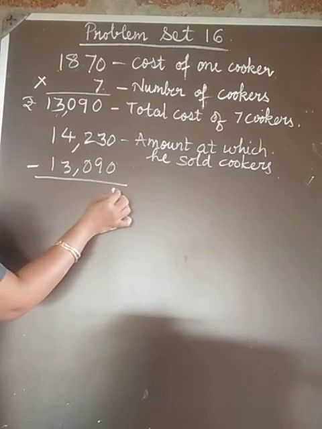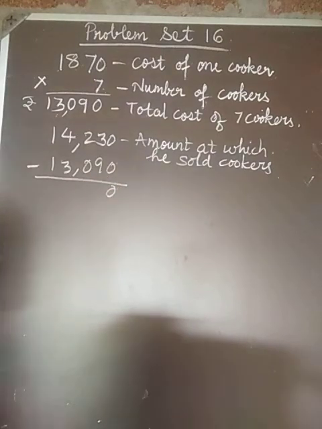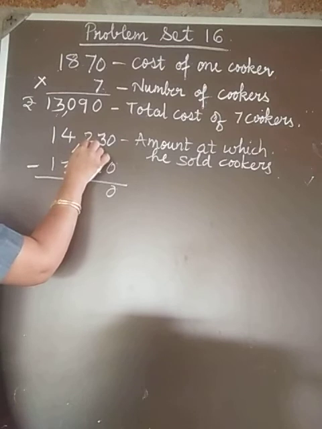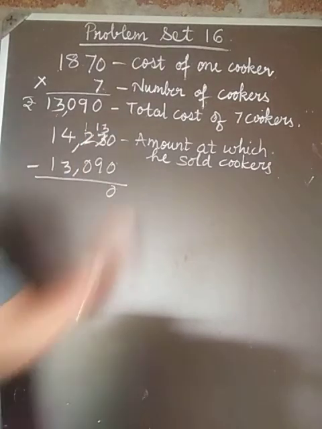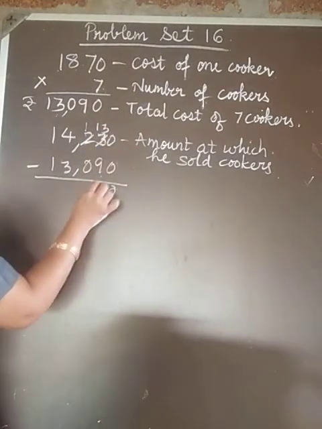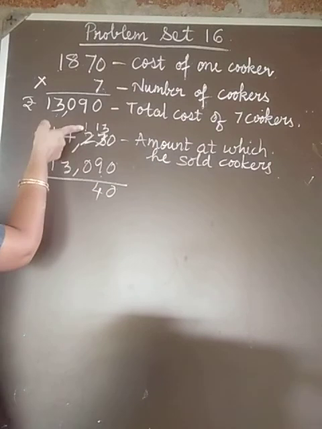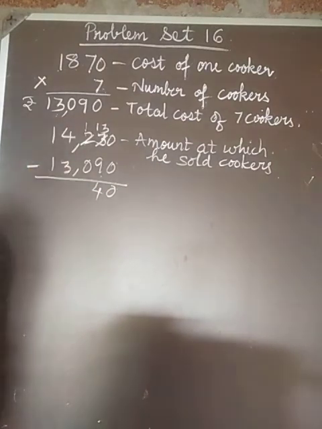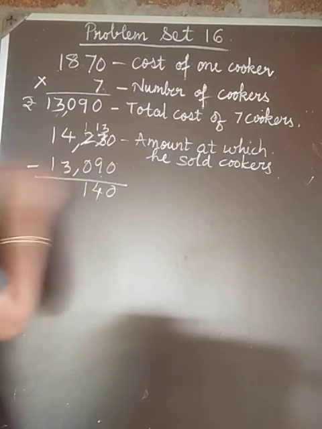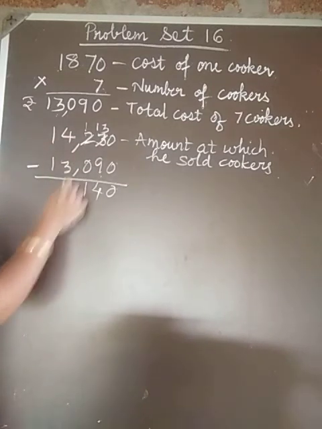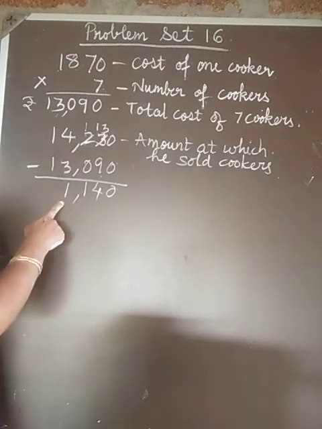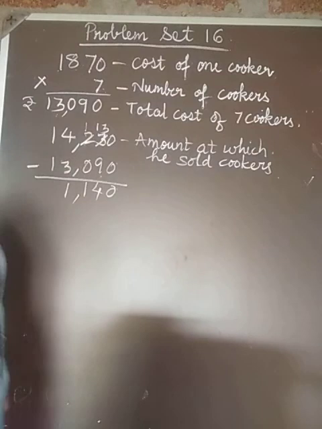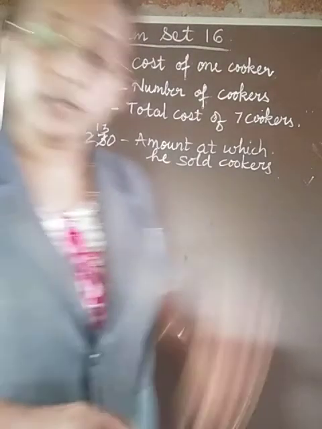0 minus 0 is 0. 3 minus 9. Can we do 3 minus 9? No. So we have to borrow from here. When we borrow from here, this will become 1 and this will become 13. So now we can subtract. 13 minus 9 is how much? It is nothing but 4. Now 1 is remaining here. So 1 minus 0 we can easily do, and the answer will be 1. So now 4 minus 3 is 1 and 1 minus 1 is 0. So how much more money did he make? He made 1140 rupees more after selling all the 7 pressure cookers.